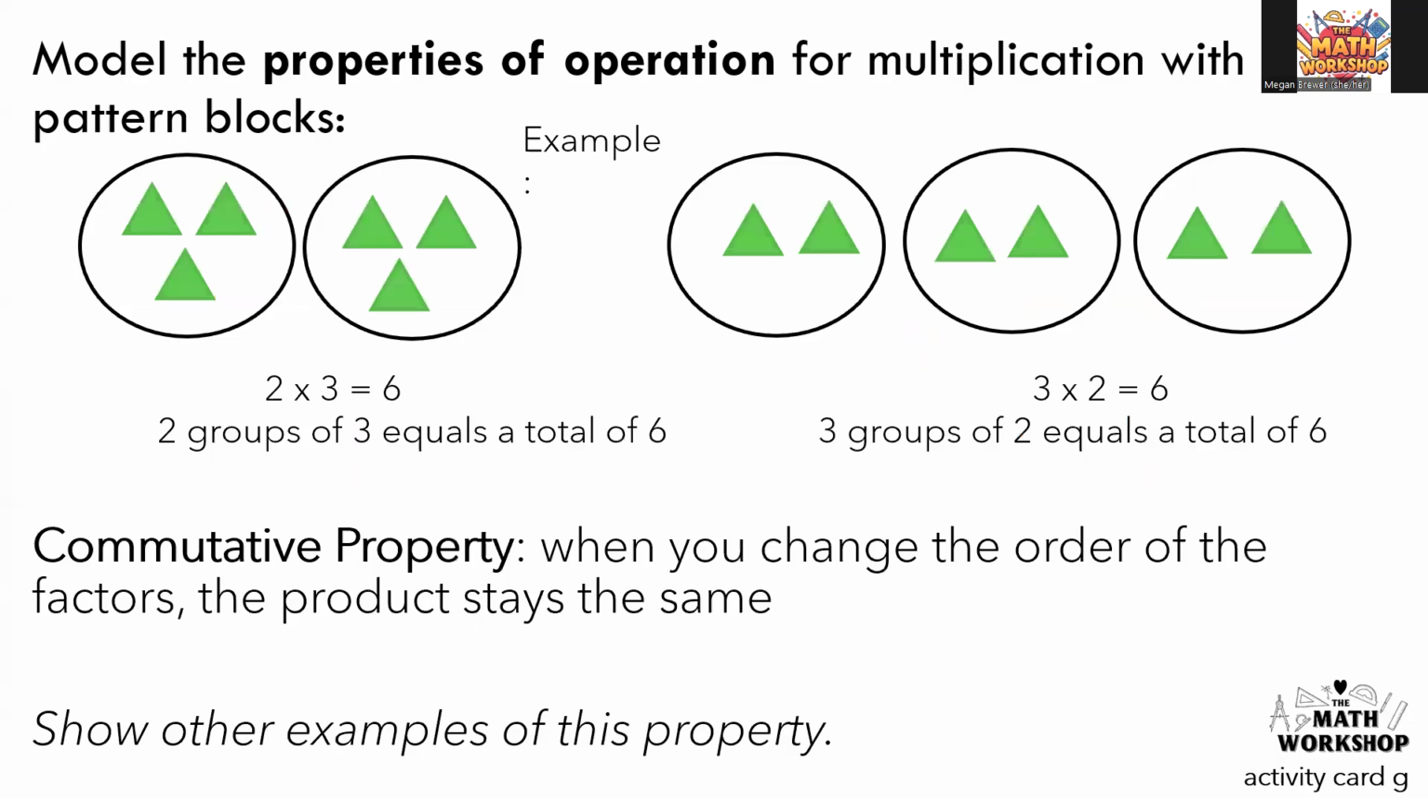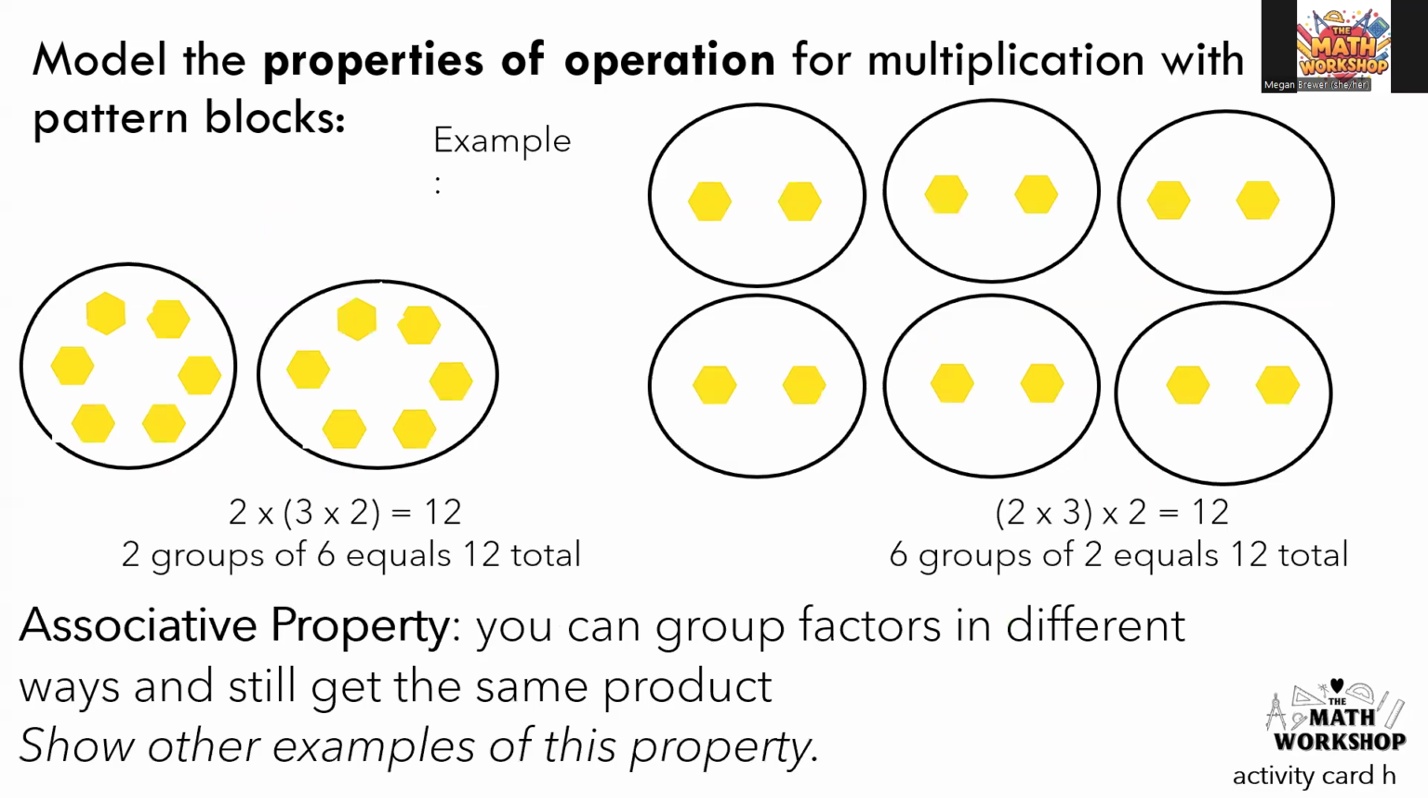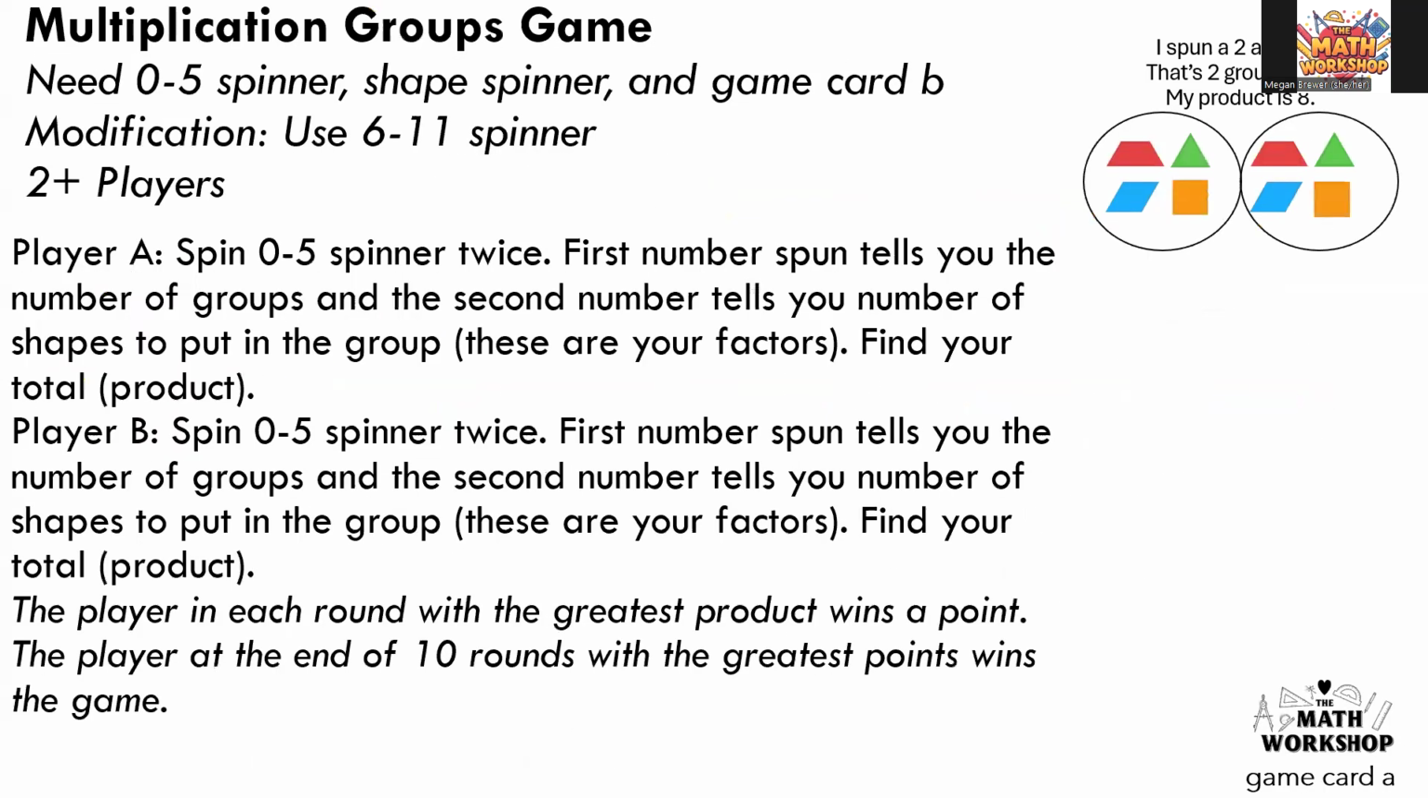Another example, commutative property. 2 times 3 is the same thing as 3 times 2. There's still 6. The order of the factors doesn't matter. So having students use pattern blocks to model these big ideas. And the last one, the associative property, a little more challenging for most students to get their heads around. They just need time. And then we have some games we can play with our pattern blocks. This one's supporting multiplication.